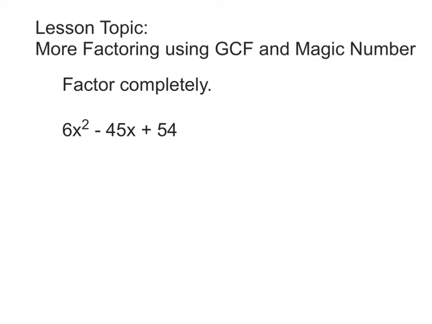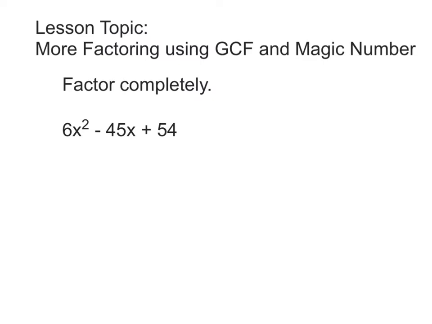The lesson topic for this video is more factoring using GCF and magic number. So what we're going to do here is nothing new. It's just using both factoring out a GCF and factoring using magic number steps. So the first example, 6x squared minus 45x plus 54.